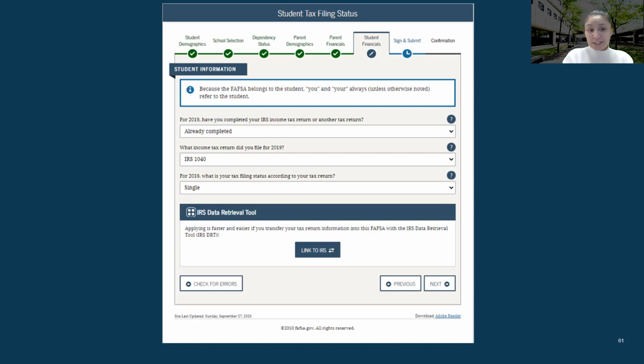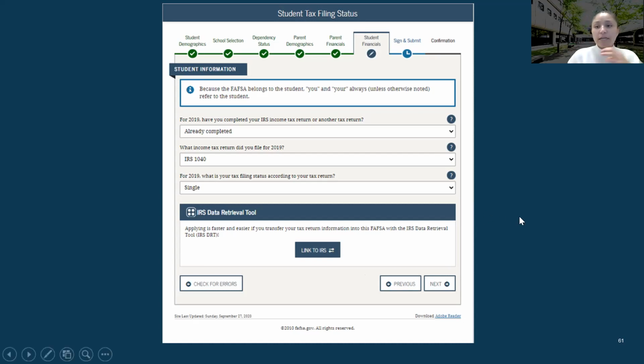The following question, what income tax return did you file for 2019? This will give you different options. The first option will be foreign taxes. The second option will be Puerto Rican taxes. And the final option is IRS 1040. So for those who are in the States, you did file in the US, you want to make sure to check what type of form you did file.